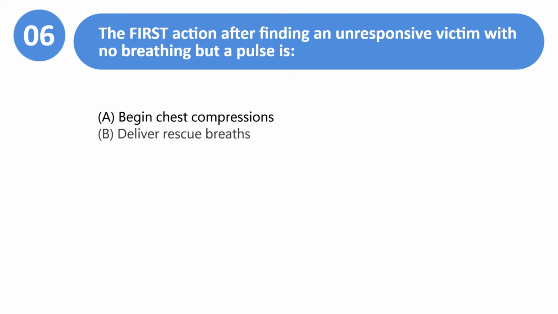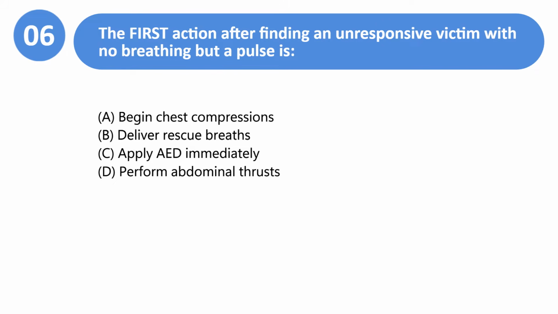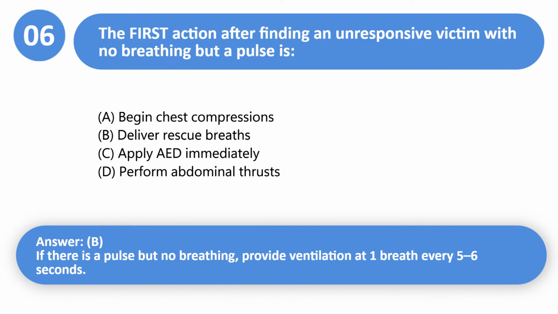The first action after finding an unresponsive victim with no breathing but a pulse is: A. Begin chest compressions. B. Deliver rescue breaths. C. Apply AED immediately. D. Perform abdominal thrusts. Answer, B. If there is a pulse but no breathing, provide ventilation at 1 breath every 5 to 6 seconds.